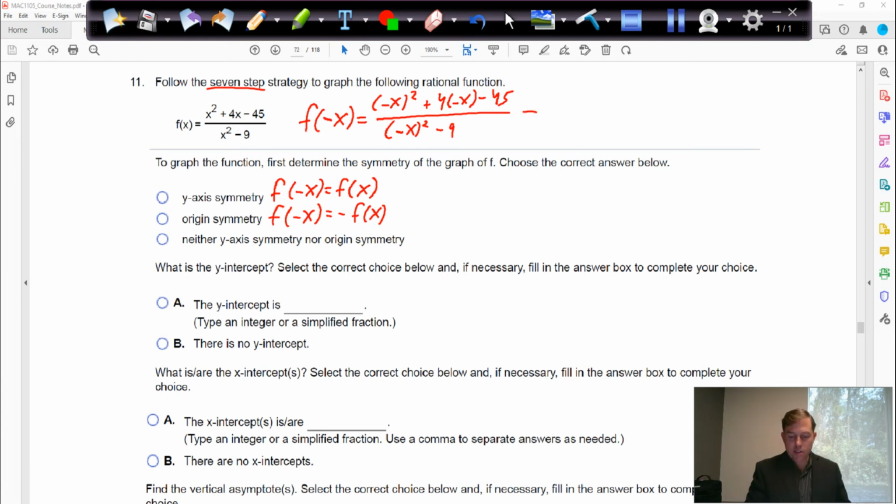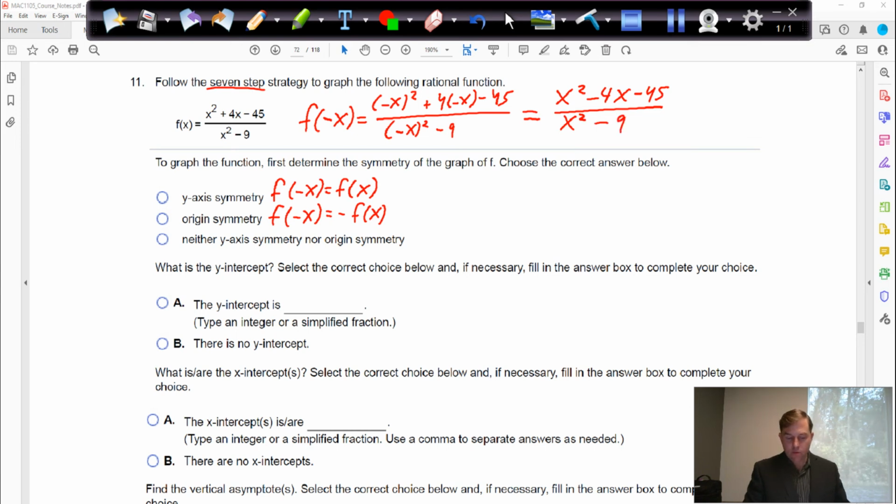Okay, then I simplify. So these minuses being squared will become positive. So minus x squared is the same as positive x squared. This plus 4, however, will be times minus x, so it becomes minus 4x. Minus 45 stays the same. Minus x squared over minus x squared would get rid of the minus sign. Then we have minus 9.